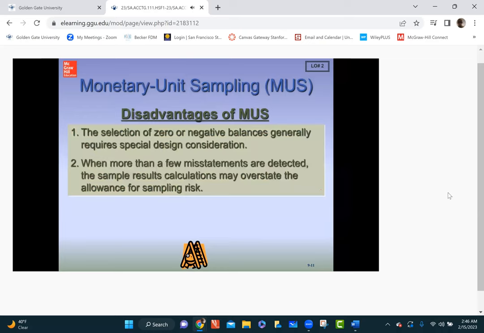Now, a disadvantage is that zero or negative balances will not have an even chance of being selected. What happens? If I have no dollars in an account, then there's no way that account will be selected. Meanwhile, maybe there needs to be some testing done on it because the account balance is zero. Okay. If I have a negative dollar amount, again, there's no chance that item will be selected, because dollar unit sampling emphasizes the dollars that are in the account to select those particular accounts.